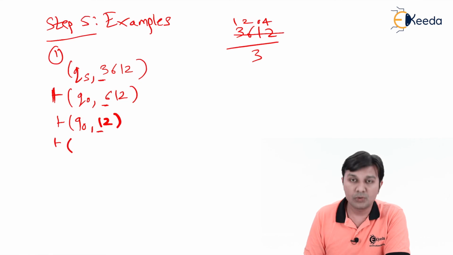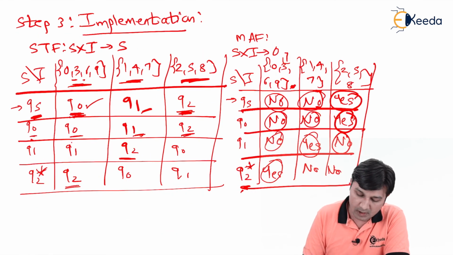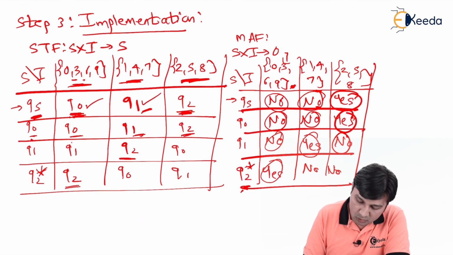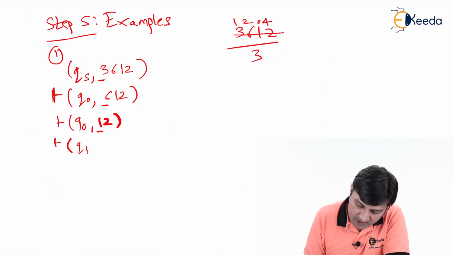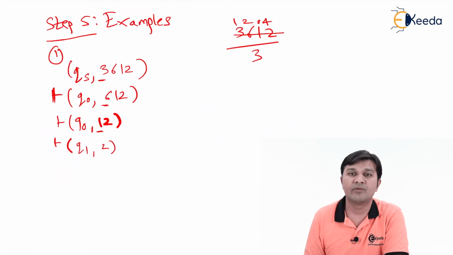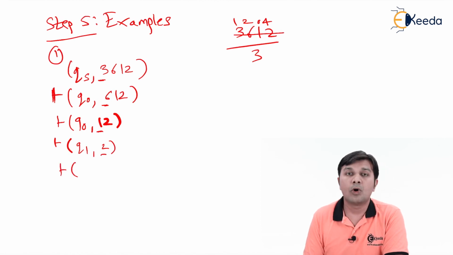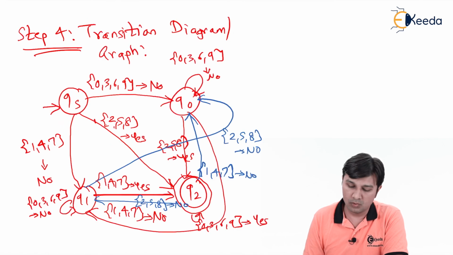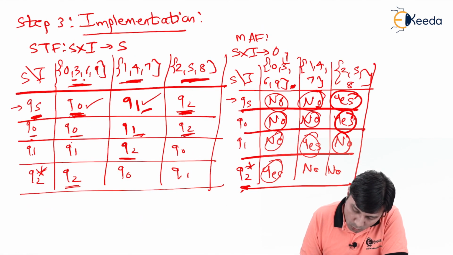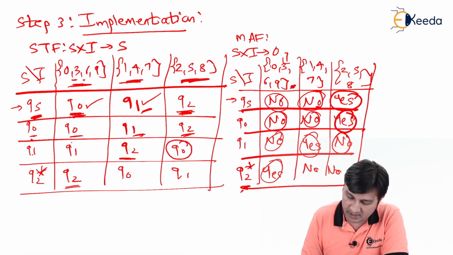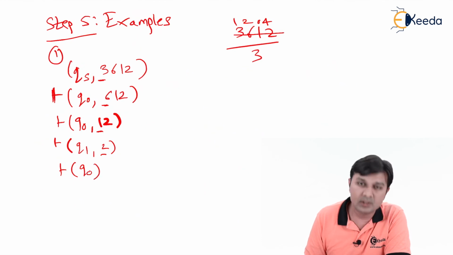Okay. Now what is Q0 on receiving input symbol 1? Go back to the implementation. Q0 on receiving 1 is going to the state Q1. What is left with me is number 2. Now, what is Q1 on receiving the input symbol 2? Let us check. Q1 on receiving the input symbol 2 is going to take me to a state Q0. Okay, let's write it first. It is going to take me to a state Q0.